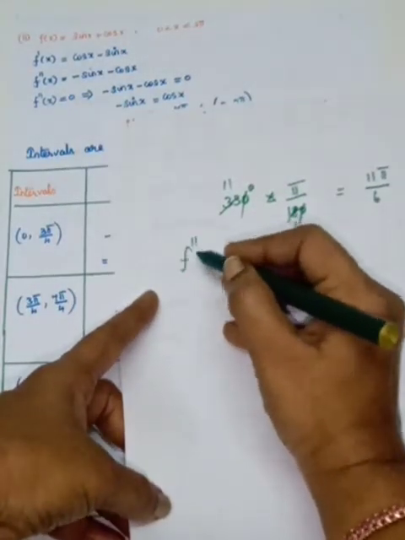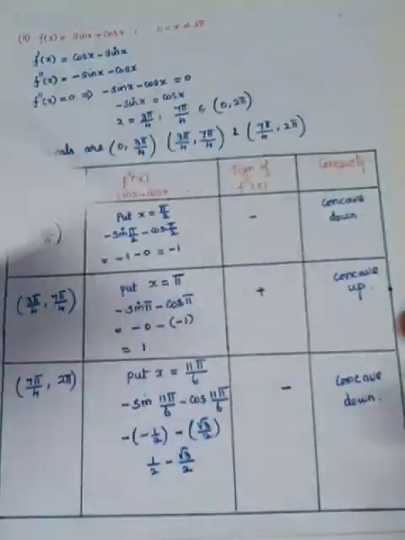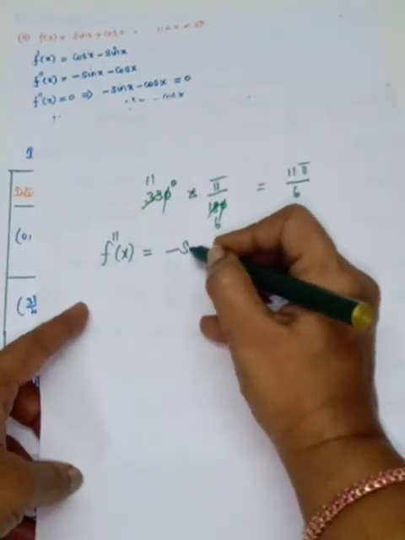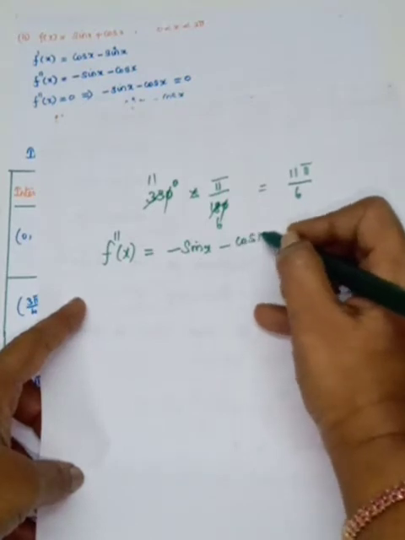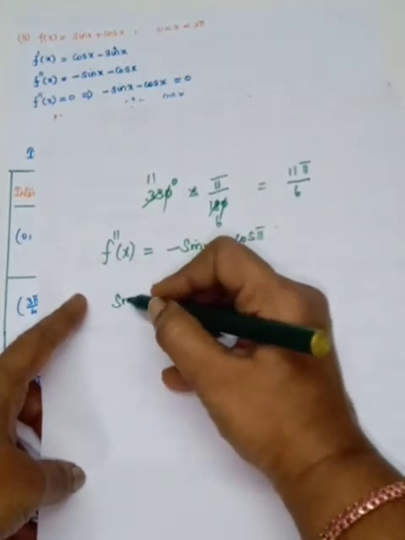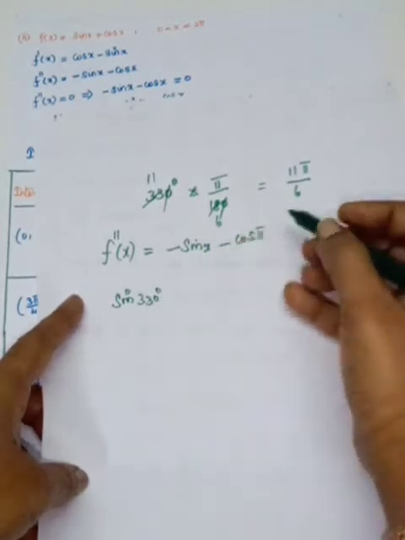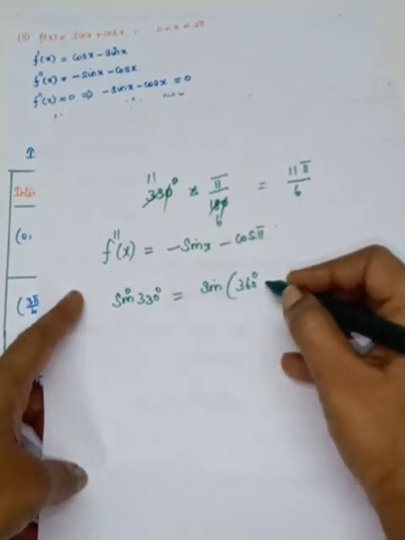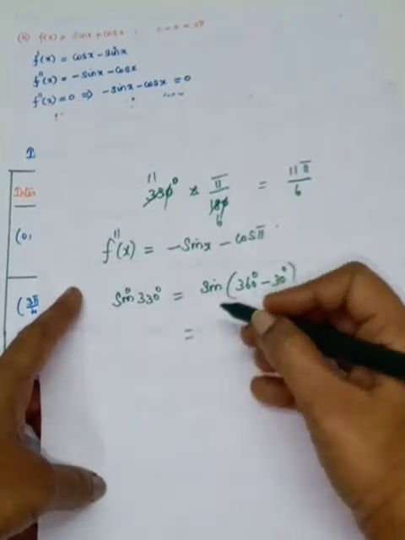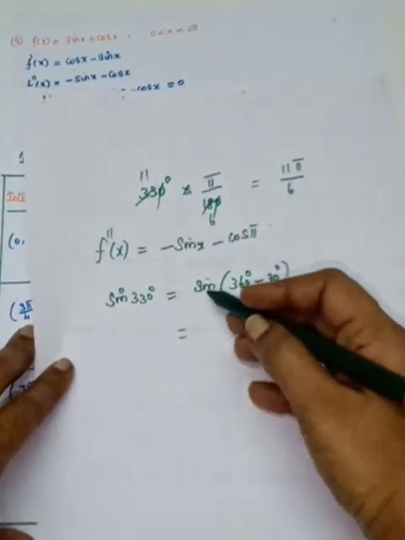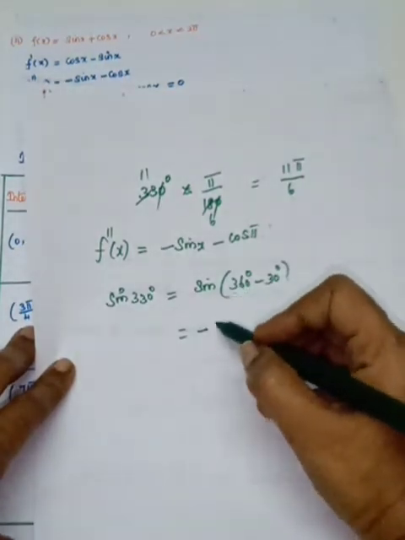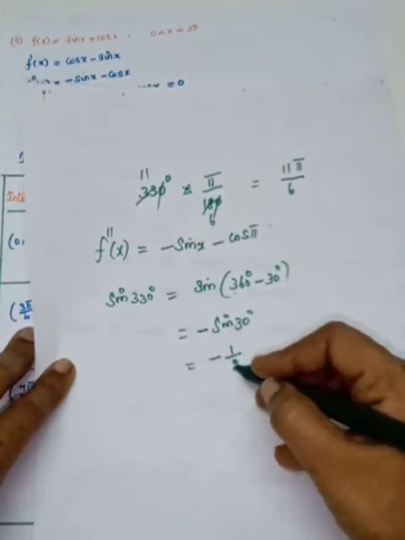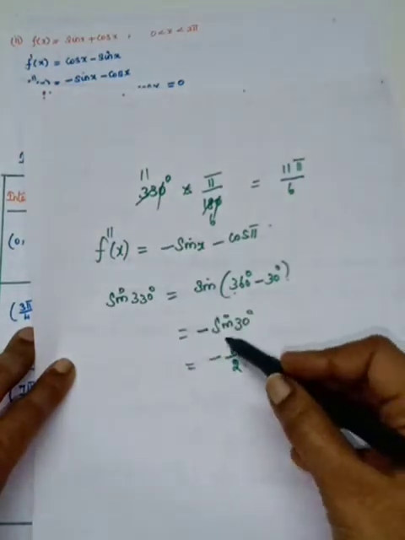On which one you have to check? You have to check the f double dash of x. Here it is given minus sin x minus cos x. So you take minus sin x minus cos x. First you are going to find sine 330 degree. That is 11 pi by 6. So it can be written as sine of 360 degree minus 30 degree, isn't it? So it lies in the fourth quadrant. In the fourth quadrant, sine is negative, so it is minus. It's an even multiple, so the answer is sine 30 degree. So sine 330 degree is minus 1 by 2.